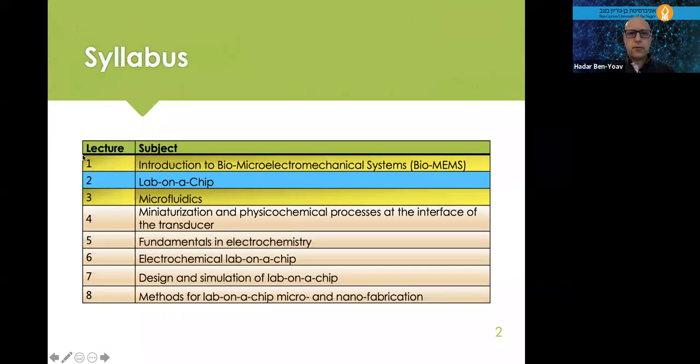So we will talk about Lab on a Chip, and this is the second lecture in the first part of the course, which is talking about the system level, understanding what is BioMEMS, what is a Lab on a Chip, how you integrate a Lab on a Chip, what kind of components you have inside the Lab on a Chip. Then we will discuss next week, on Monday, microfluidics, how you connect the different components of a Lab on a Chip.